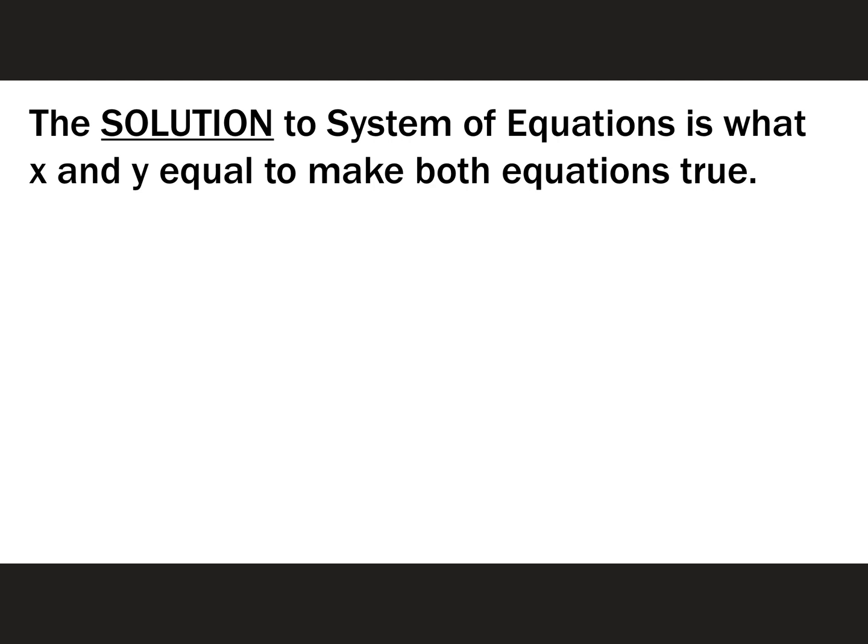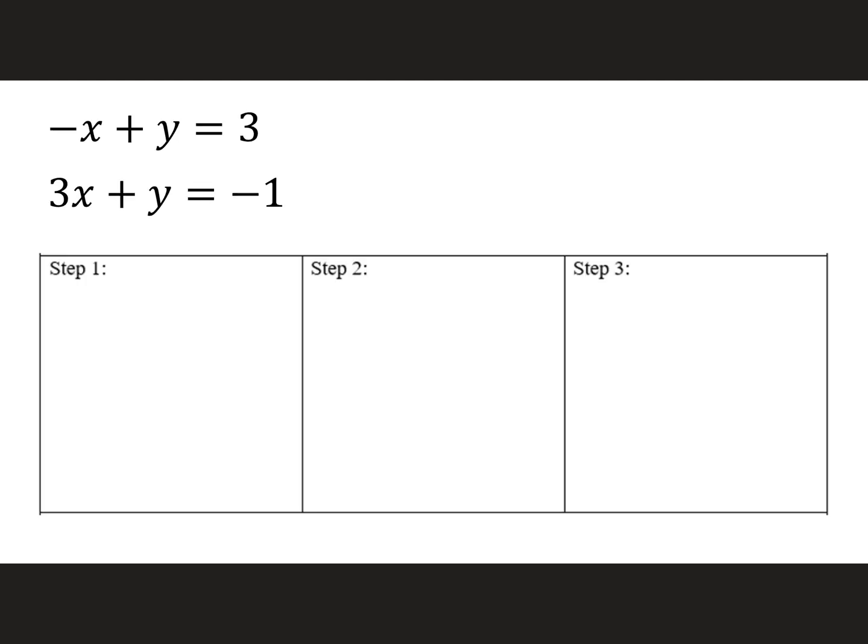A reminder, we're looking for solutions, and the solution to a system of equations is what x and y equal to make both equations true. So I have 3 steps, and I've set them up here. If you're taking notes, I would suggest doing the same. But I want you to look at the 2 equations, and you'll notice that not one of them is solved for x or y. See, I boxed it out so you can see. So what do we do? Well, I have to add another step to what I did in the part 2 video.